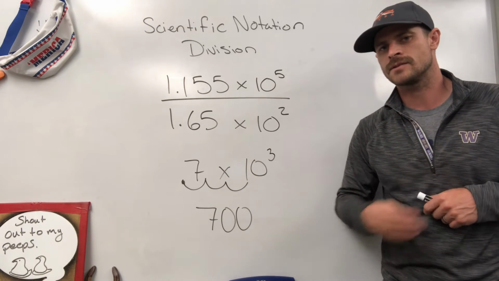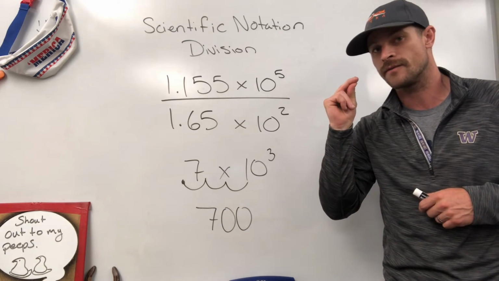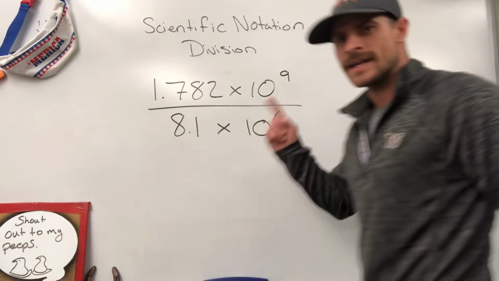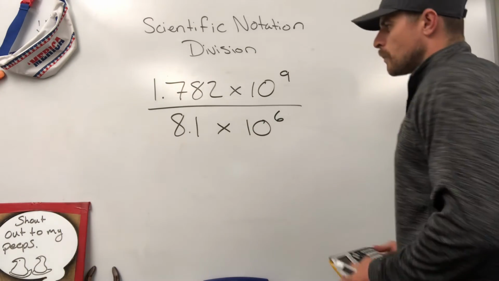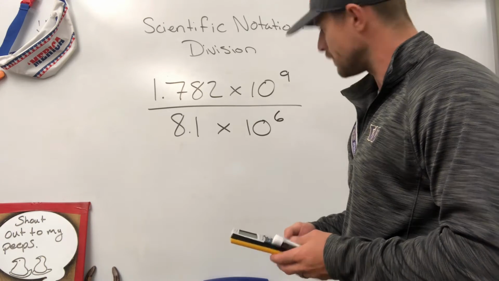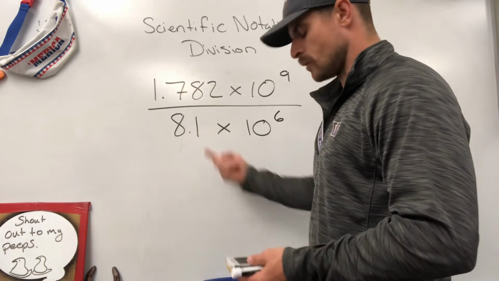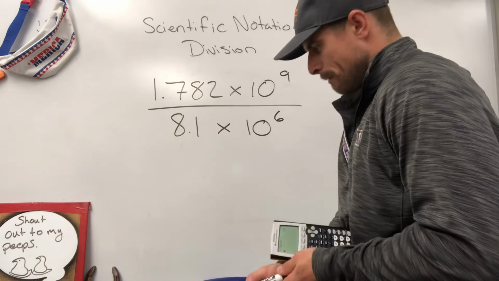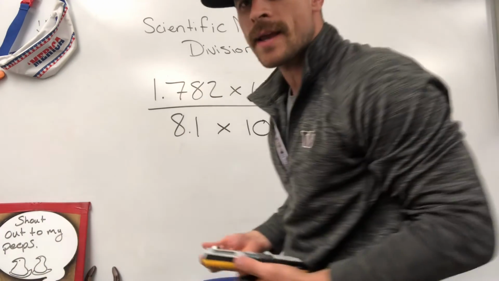Let me snap my fingers and give you another example, and you can try it on your own and pause the video. Hey, we meet again. All right, now we've got two new values. 1.782 divided by 8.1, or 8 1/10, giving me 0.22.